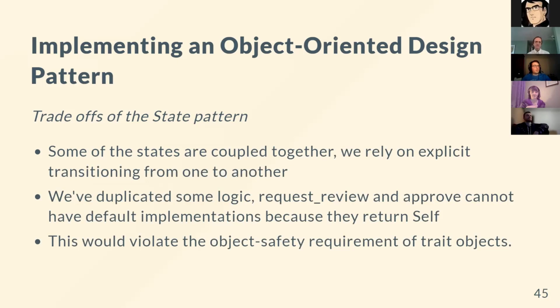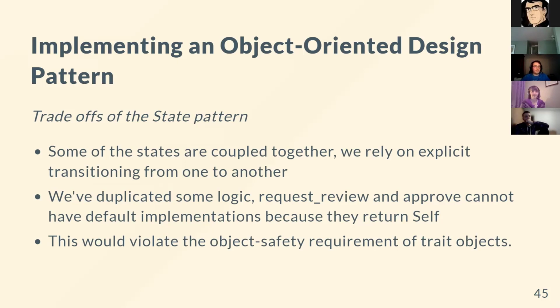So some of these states are tightly coupled together. We rely on explicit transitioning from one to another. So if you wanted to introduce a new state that is in the middle of the workflow or change the workflow entirely, you still have to know how they all tie together. There's still quite a bit of work to do. We've also duplicated quite a lot of logic. Request review and approve can't have default implementations because they return self, but effectively they work the same way.